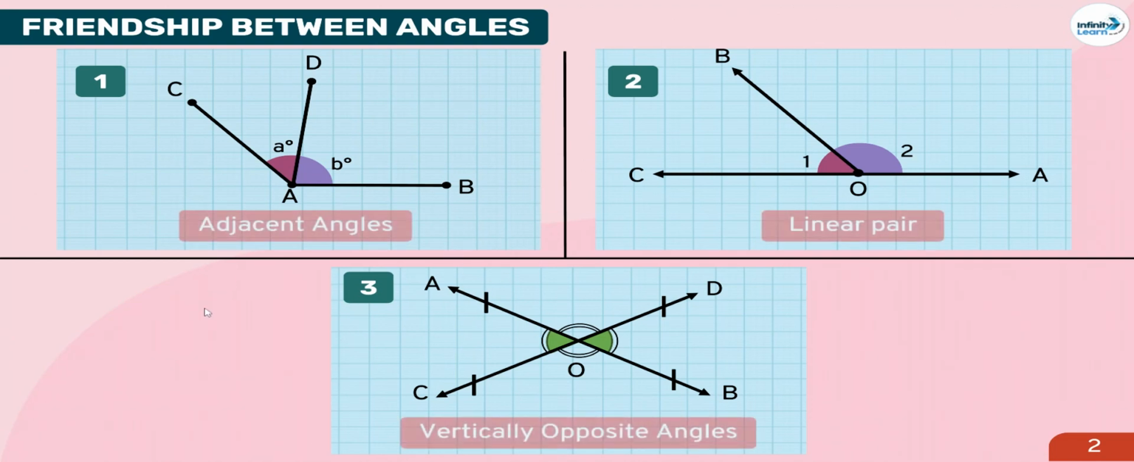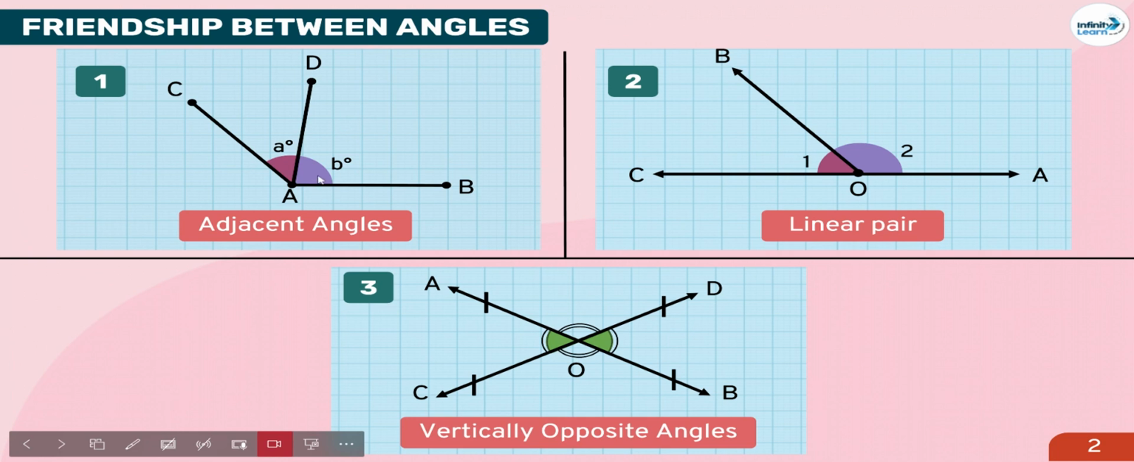Let us see today about types of angles. Angle A and angle B are adjacent angles. Angle 1 and angle 2 are a linear pair. What is a linear pair? The sum of both the angles is 180 degrees.